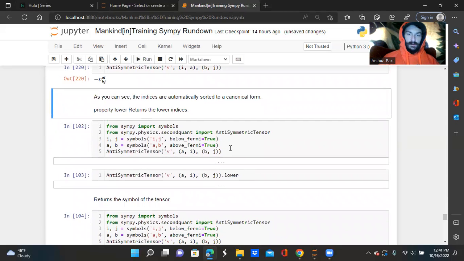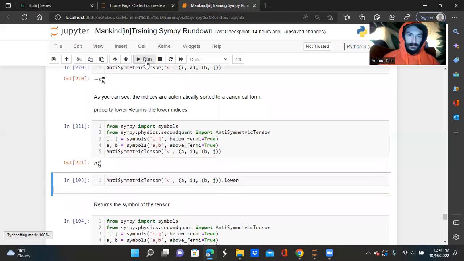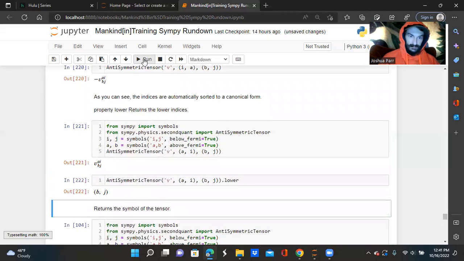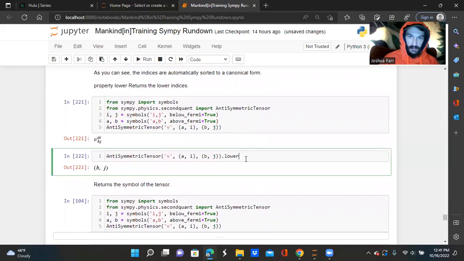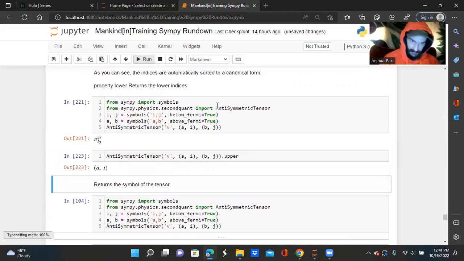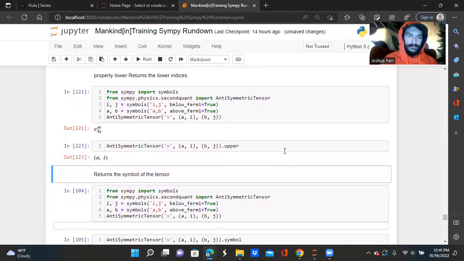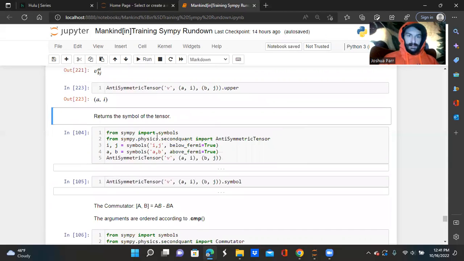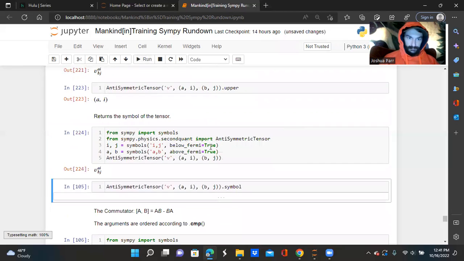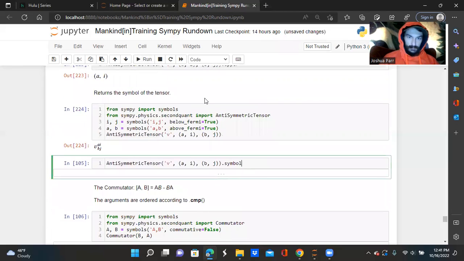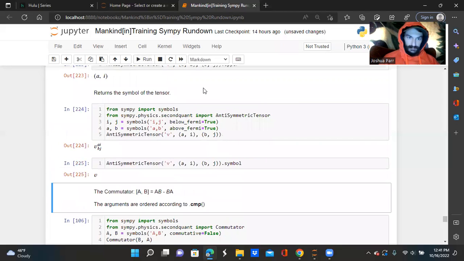Now, if you want to return the lower, here we are. You get B and J. Now, if I want to return the upper, it could return A and I, and it does. Returns the symbol of the tensor.